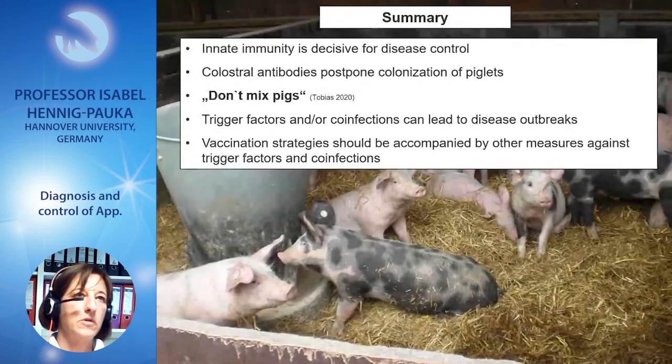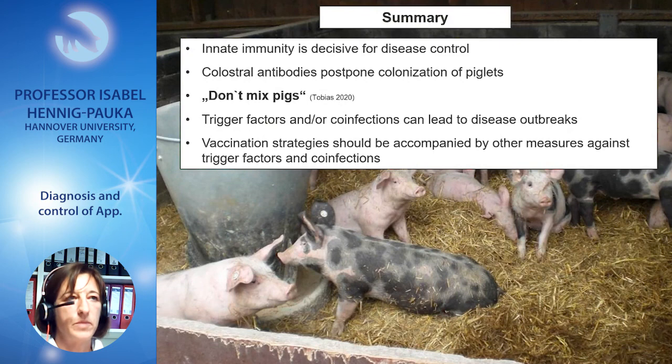So I want to summarize. The innate immunity is decisive for disease control. Colostrum antibodies can postpone the colonization of piglets. Don't mix pigs, very important. And trigger factors and co-infections can lead to disease outbreaks, and all vaccination strategies should be accompanied by other measures against the trigger factors and the co-infections.